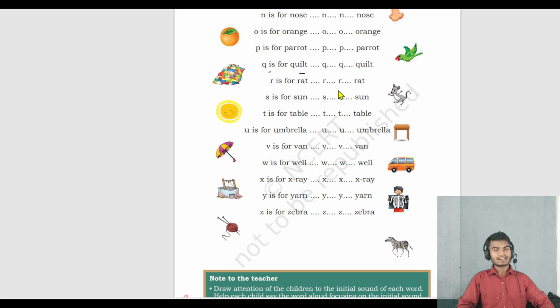R is for rat. S is for sun. T is for table. U is for umbrella. V is for van. W is for well. X is for X-ray. Y is for yarn. Z is for zebra.